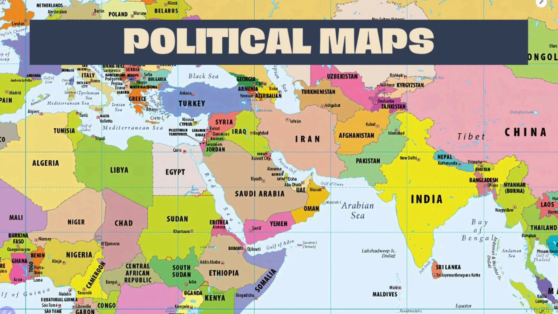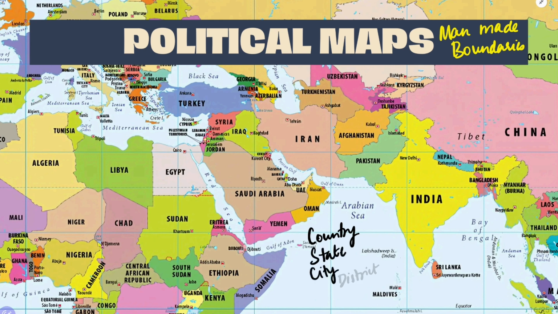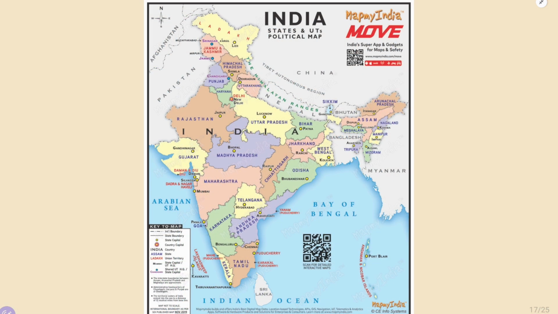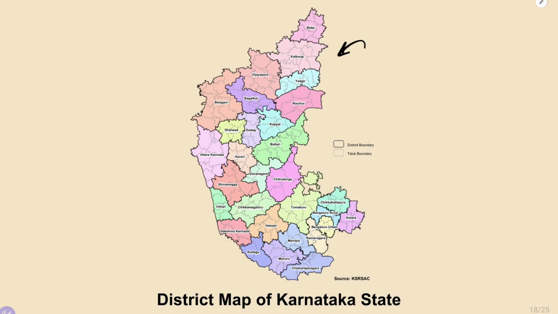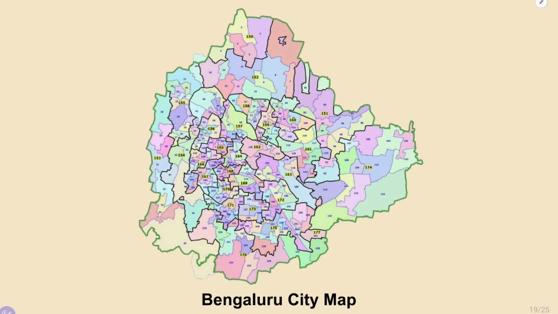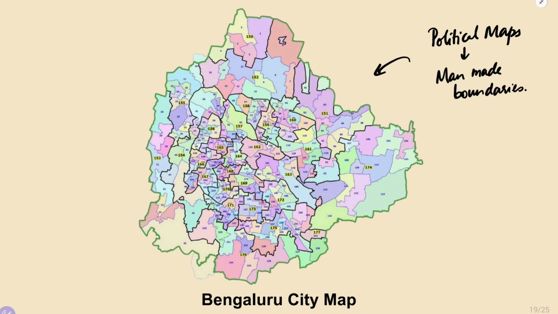Political maps are maps that show man-made boundaries like that of a country. They also show boundaries of states, cities, districts, towns, and villages. For example, in this map you can see India and the boundaries of the states. In this map we can see the state of Karnataka and the different districts in Karnataka state. Here we can see the city of Bengaluru and the different areas and wards within the city. So in short, political maps are maps that show us man-made boundaries.